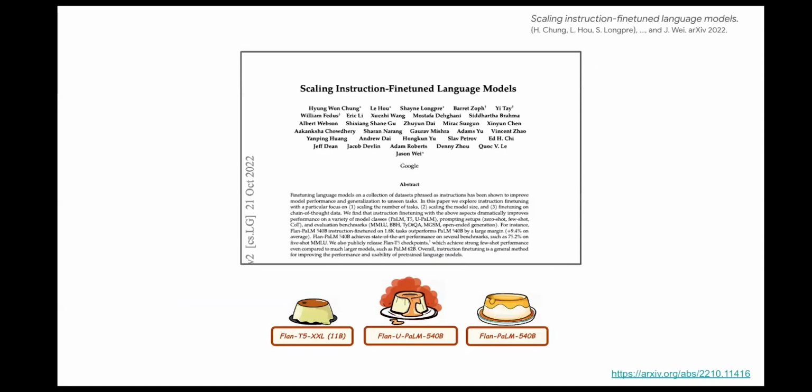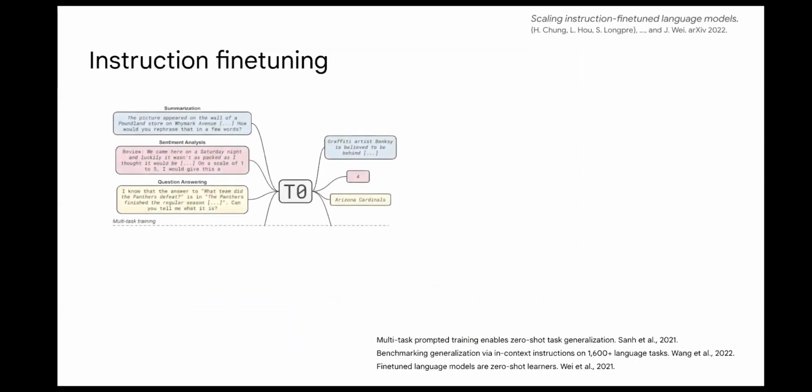There's been this paradigm called instruction fine-tuning. This is the paper that it's from, but maybe I'll show this slide. There's a bunch of different instruction fine-tuned language models, but I think this diagram captures it well. So the way that it works is you can take a bunch of tasks and append human instructions of what the task is to those tasks. So for summarization, you have an instruction that says, "how would you rephrase that in a few words?" And then for sentiment analysis, you can say, "on a scale of 1 to 5, I would give this a..." And then for question answering, you can simply ask the question.